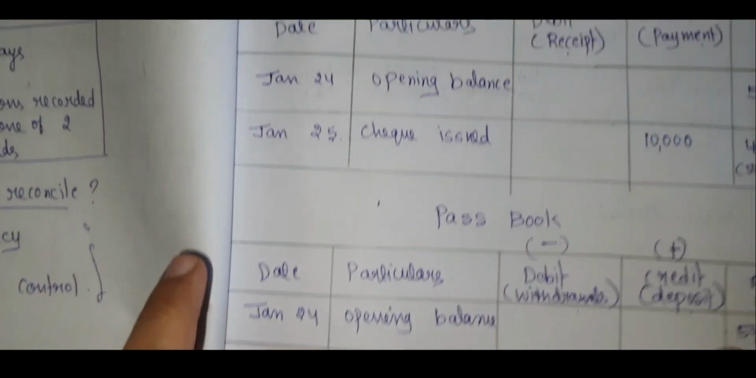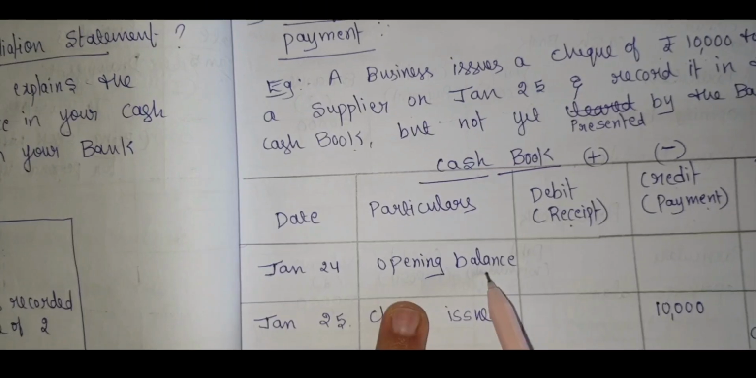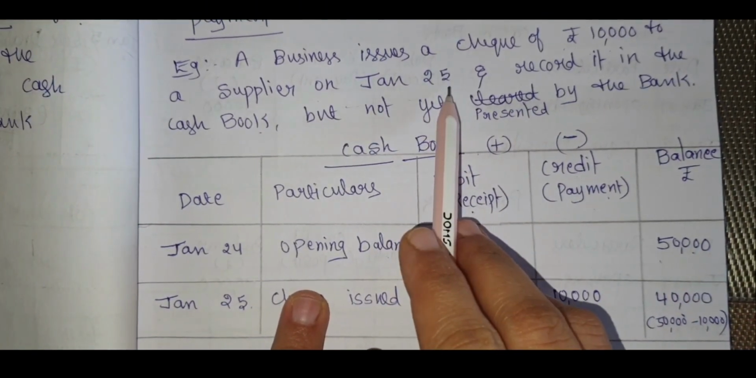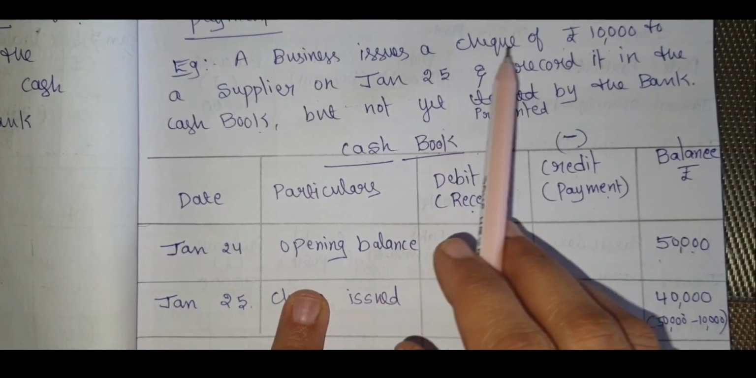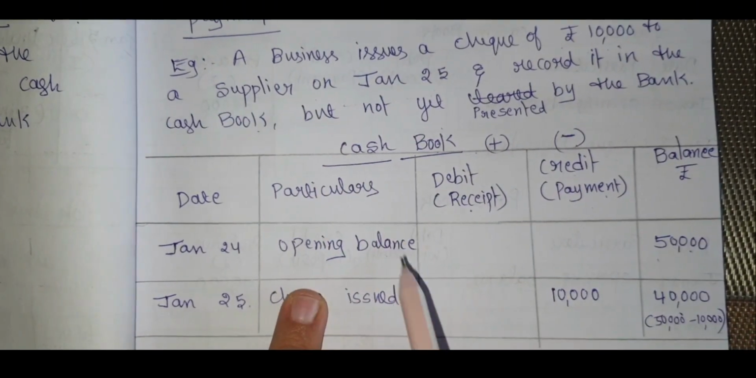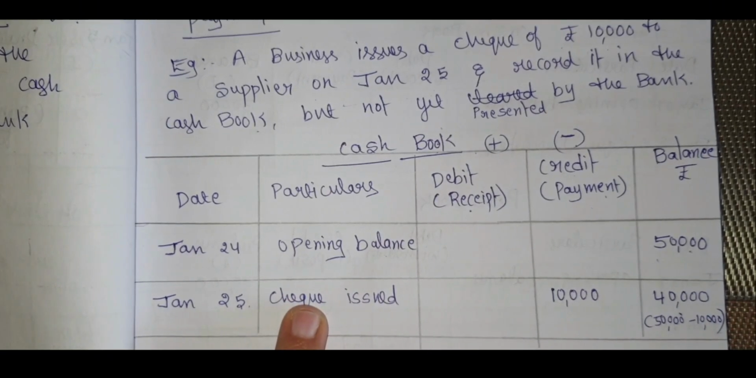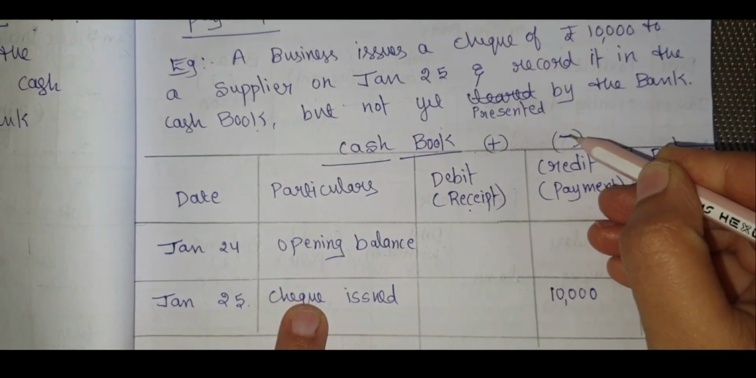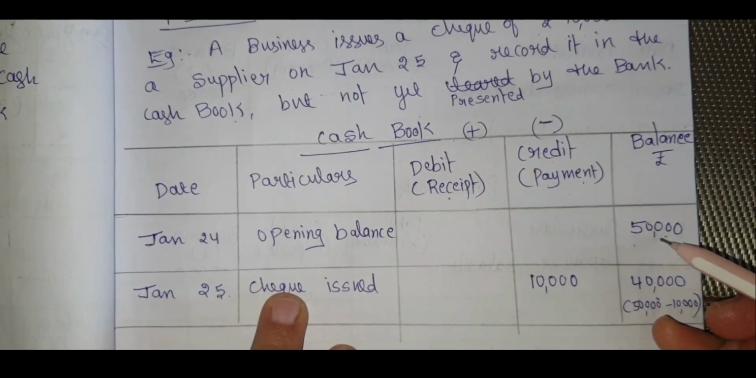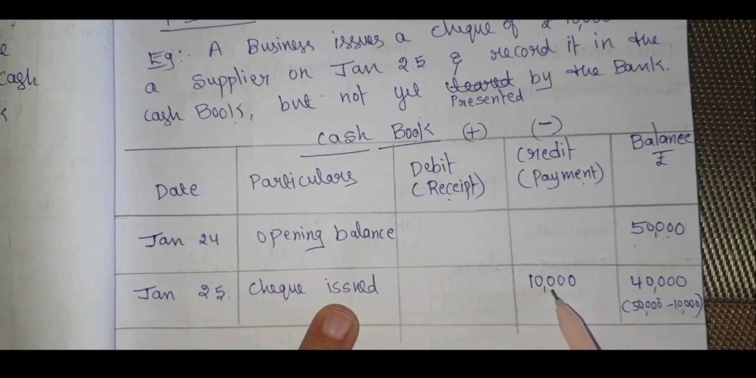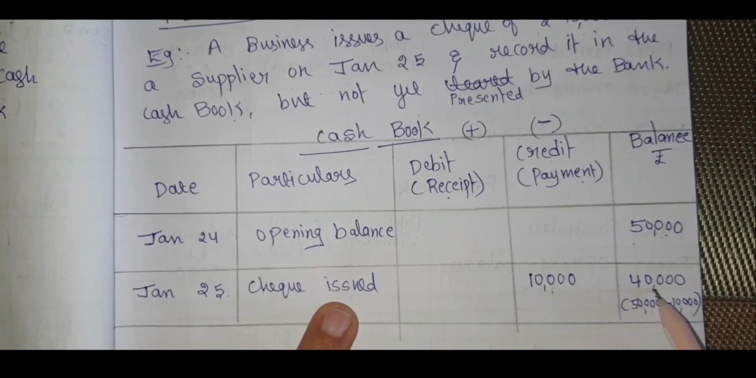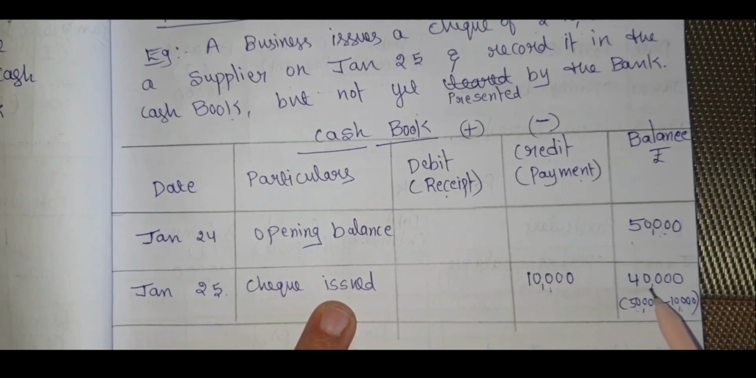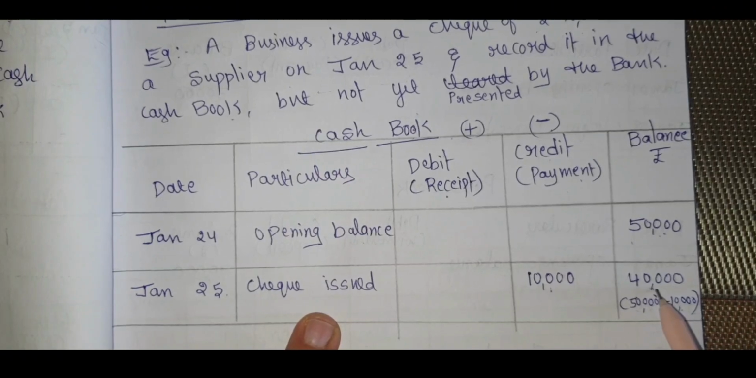Okay, now we will solve the problem. See, on Jan 24, the opening balance of the cash book is 50,000. But on Jan 25th, what did they do? The business issues a check of rupees 10,000 to a supplier. Check issued comes under the payment side, which means we have to deduct here. Our balance is 50,000 and we have issued a check of rupees 10,000, so our net balance is rupees 40,000, that is 50,000 minus 10,000. So our cash book balance on Jan 25th is 40,000.